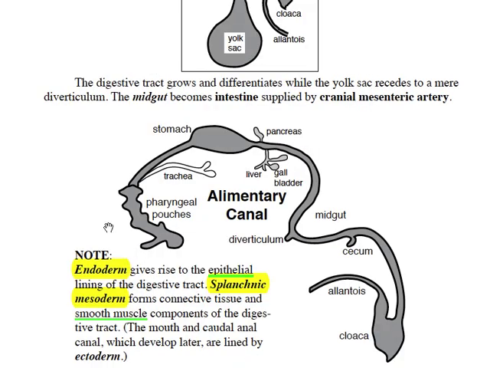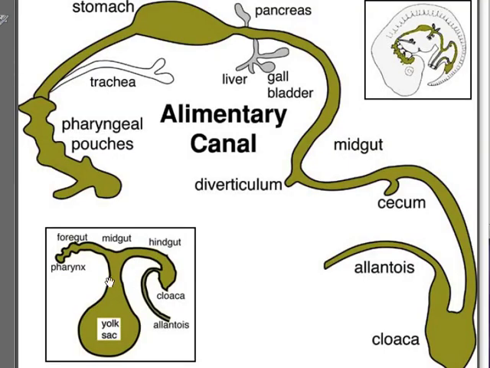Endoderm forms the lining of the gut, and splanchnic mesoderm gives rise to the smooth muscle and connective tissue of the gut wall. This image shows an early stage and a later stage of gut development. The gut has elongated and differentially expanded into different regions. The yolk sac has been greatly reduced, becoming now just a diverticulum.